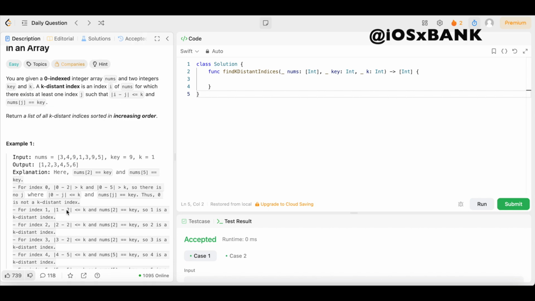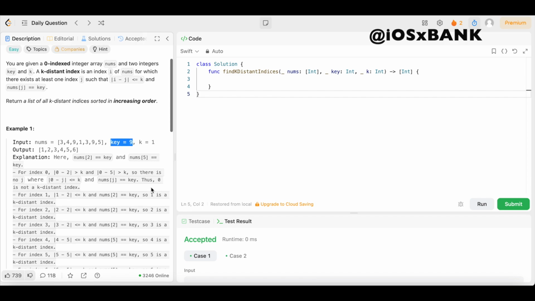Boom, index 2, because right here nums of j, once again, the value is equal to key. So right here we're doing 2 because that's where it's equal to key. That's where j is equal to key at 2. So that's why we're doing 1 minus 2. That gives us, once again, negative 1, whose absolute value is 1, which is equal to k. So it passes that test. And then nums of 2, the value of index 2, which is 9, is equal to key, right? Boom, because right here the key is equal to 9.